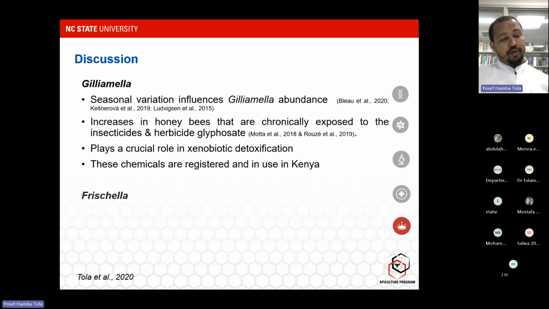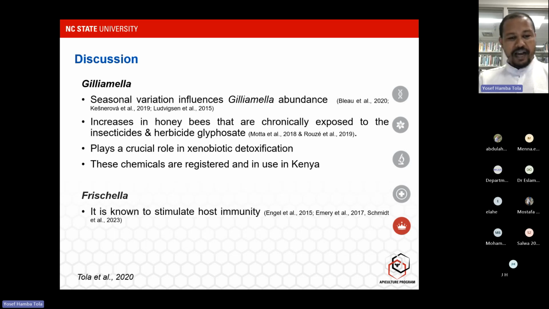The other thing, I'm not going through all the discussion, but I wanted to also highlight about Frischella, why Frischella is abundant and how it is showing the abundance in this region. This Frischella is very important. It's an important bacterium in the host, and it helps to stimulate the host immune system.